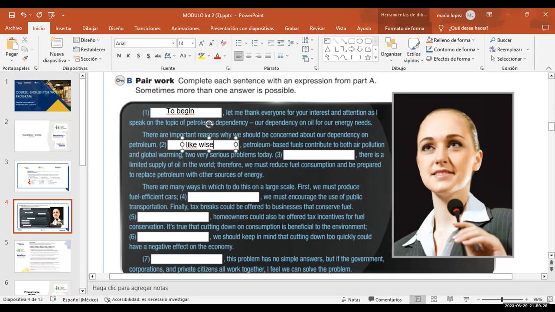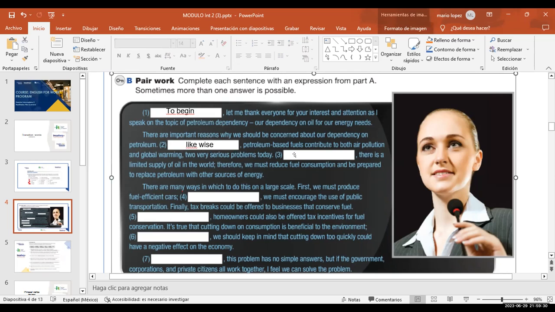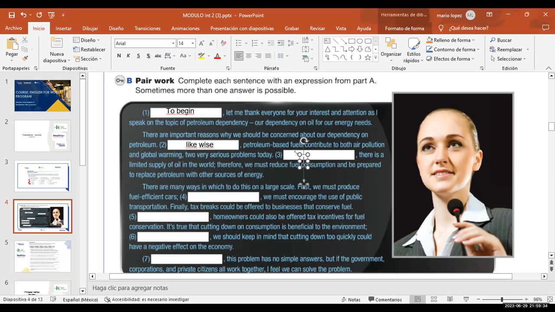Puede ser nevertheless, sin embargo. Nevertheless. O sea.